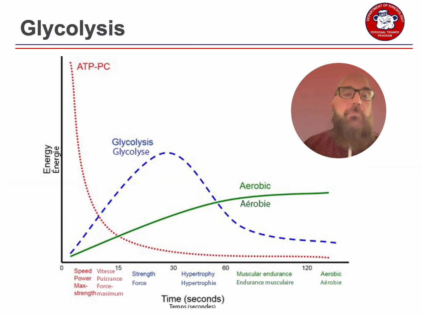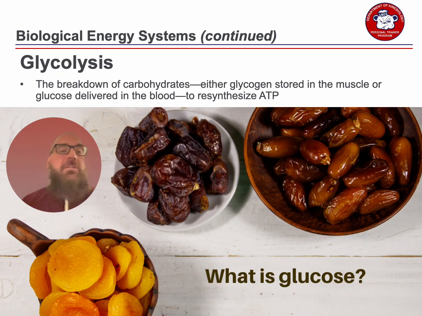All right, next we're going to move into glycolysis. So now we're going to move into the blue dotted line there. Glycolysis is the breakdown of carbohydrates, either glycogen stored in the muscles or glucose delivered in the bloodstream, to resynthesize ATP. So what is glucose? Glucose is a macronutrient. There are some dates there, and it looks like some dried fruit as well. It's basically a broken down form of sugar.